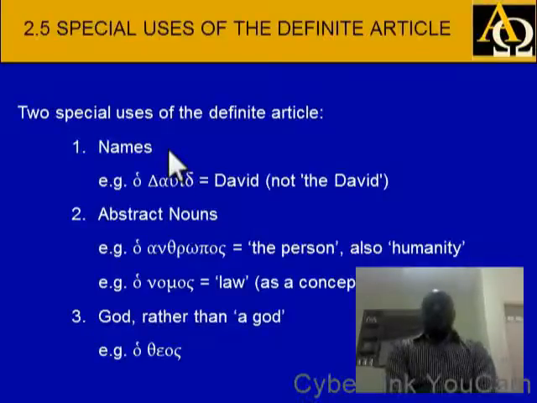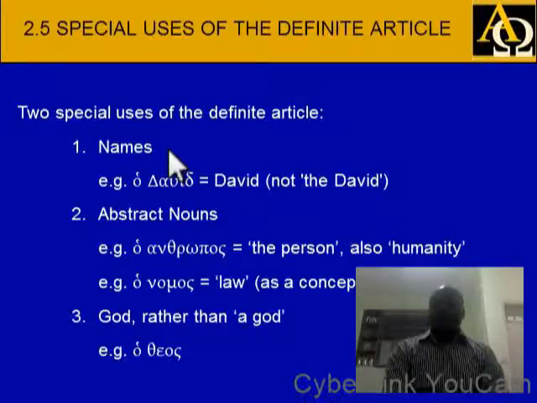Now we have three uses of the definite article. What are the three uses of the definite article? We use the definite article, number one, for names, like Ho Daudi. But in English, we don't say the David, we just say David. But in Greek, anytime a name is used, it must be Ho Daudi, Ho Yosef, Ho Israel, Ho Ioannis, Ho Theos. Okay? Abstract nouns. Whenever we have abstract nouns like the person, you say Ho Anthropos. Okay, that's humanity, the person. Ho Nomos, the law. Okay, in English we just probably say law.